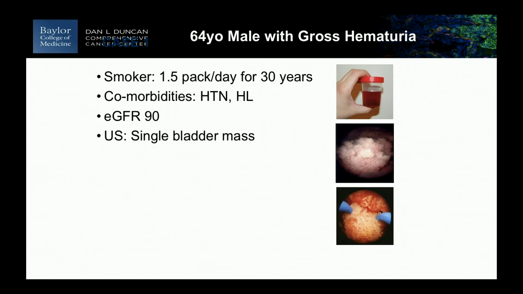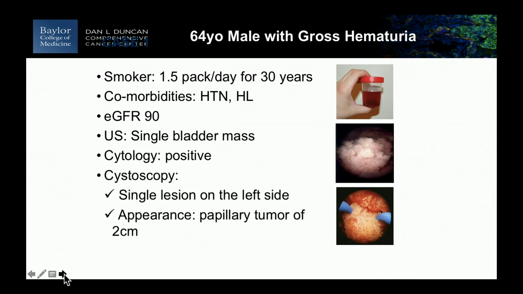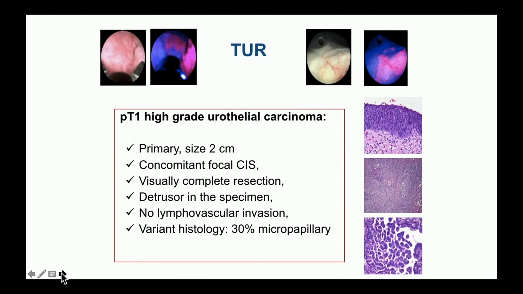So our first patient is a typical urology patient, 64 years old, gross hematuria, has some comorbidities, has good renal function, and has a mass that you can see there in the images on the right. Has a positive cytology and a fairly typical appearance of a papillary tumor. So this turns out to be a T1 high-grade cancer. Has focal CIS, and you'll see that about 30% of the time.